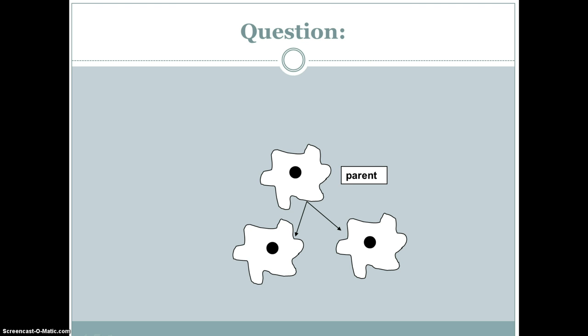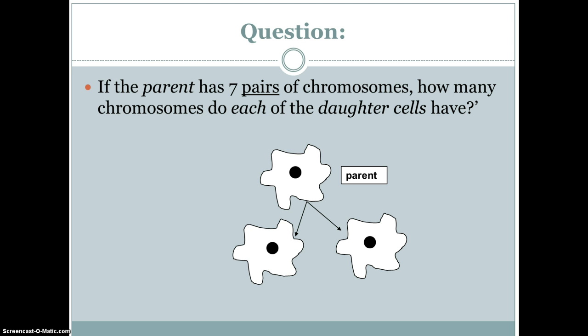So the question I want you guys to answer is, if you had a parent cell that had 7 pairs of chromosomes, how many total chromosomes do each of the daughter cells have? Hopefully you got it right and said that there were 7 pairs or 14 total chromosomes in the daughter cells, because they're going to be exact matches of the parent cell.